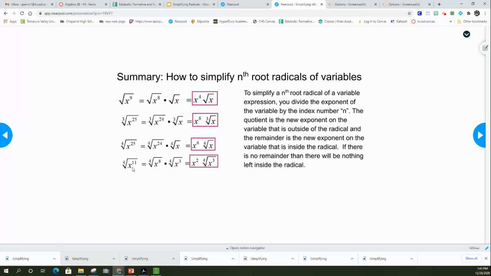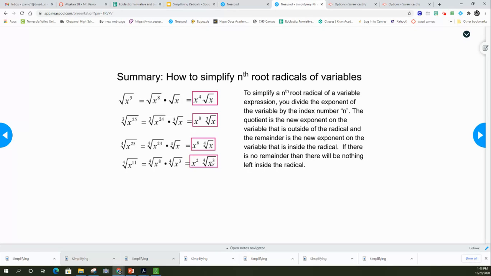So 11 divided by 4, right, is 2 with the remainder of 3. So x squared on the outside, right, and then x cubed on the inside. Right? And it's the fourth root. So here I can't simplify anymore because the index number is bigger than the exponent. So obviously 4 does not go into 3.